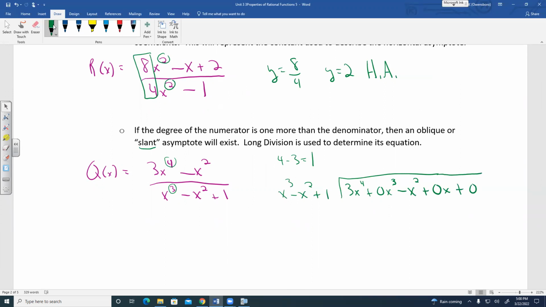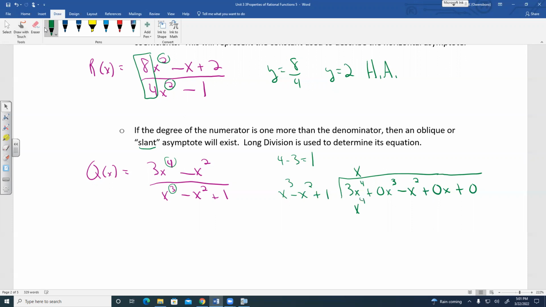When we do long division, we just focus on the front term. We ask, how many x to the thirds can I get into 3x to the fourth? All I really am paying attention to are the exponents. If I have 3 x's, I need 1 more x to make that x to the fourth. So x times x to the third becomes this x to the fourth.